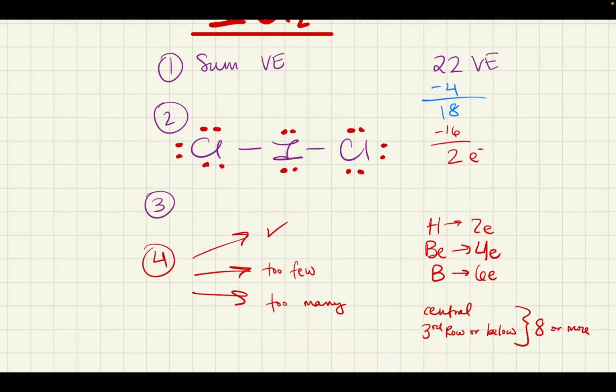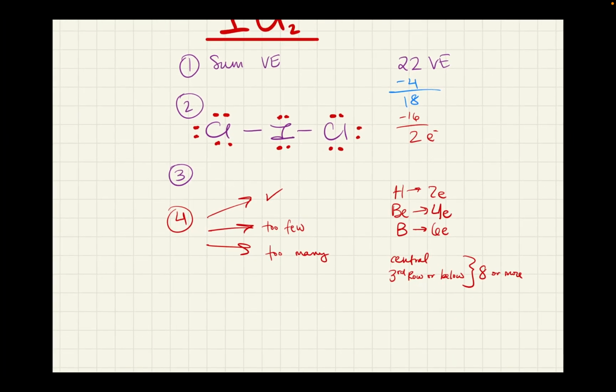Well, what is happening with our central atom? Iodine is in the center, and it's, I believe, on the 3rd row of the periodic table. I know it's on the 3rd row or below. So therefore, it is allowed to have extra electrons. So we're going to stockpile the extra electrons on the middle. And the 2 rules are being obeyed by Lewis dot structures. Number 1, it has the right number of valence electrons. And 2, the octet rule is being obeyed because iodine is one of the exceptions.